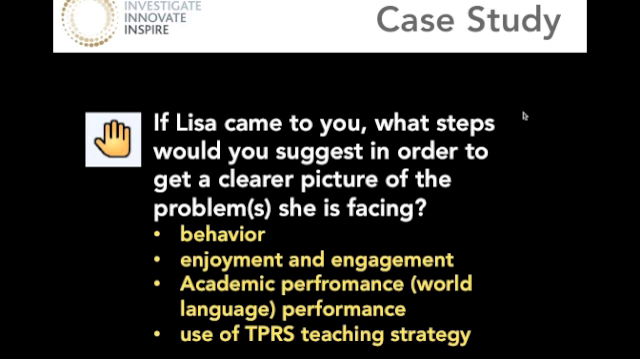What about this next one? If this person came to you before she started her project and asked you for steps that you would suggest to help her get a clear picture of the problem she's facing. And again, you talked about some of those problems, the behavior. She's trying to encourage enjoyment and engagement. She's trying to improve academic performance. How could she have gotten a clear picture of what she was actually trying to solve? Because it did seem in reading that her description of the problem was based on observation and feeling.